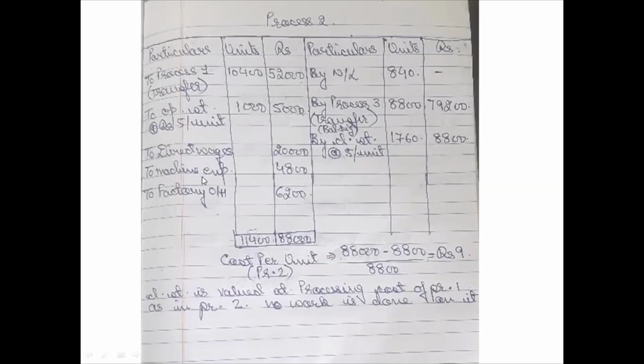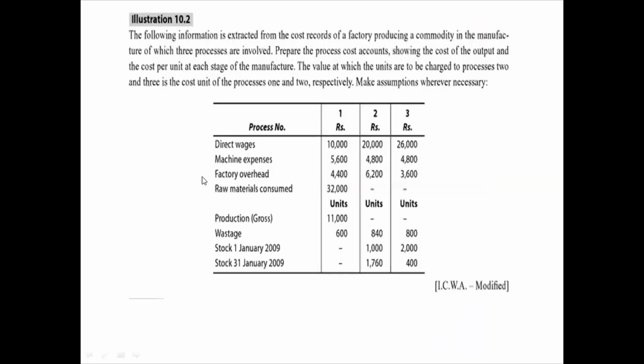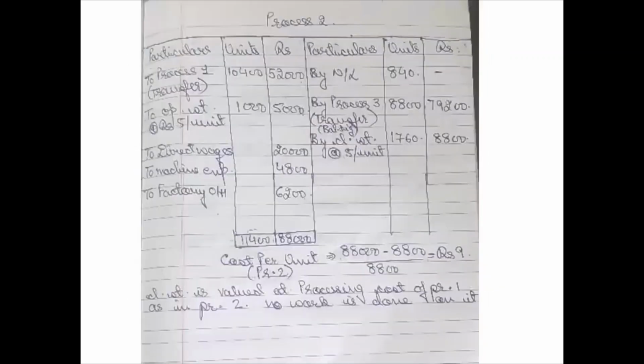Remaining expenses are the same as our previous process: direct wages, machine expenses and factory overheads. But this time we will quote the expenses mentioned in the column under process 2. So here we have written to direct wages 20,000, to machine expenses 4,800 and to factory overhead 6,200. Now this is the input side that we have completed.